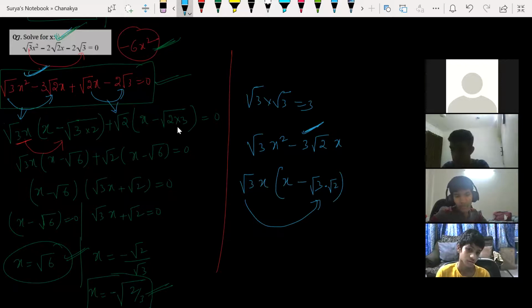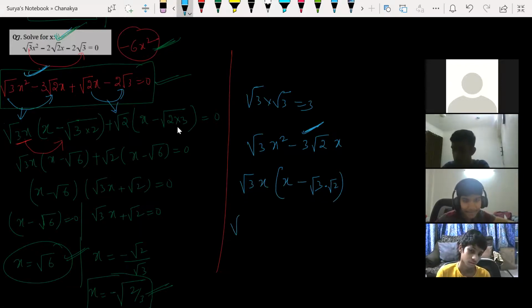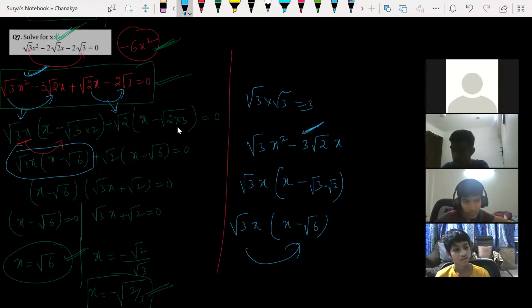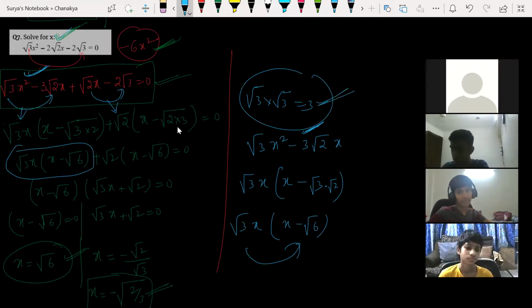And so what am I going to remain with now? Look at this here. Root 3x into x minus root 3 into root 2, which is root 6. So that's what I got. That's how I got it. Okay, sir, I understood. Root 3 into root 3 is 3 here. That's what you must understand.